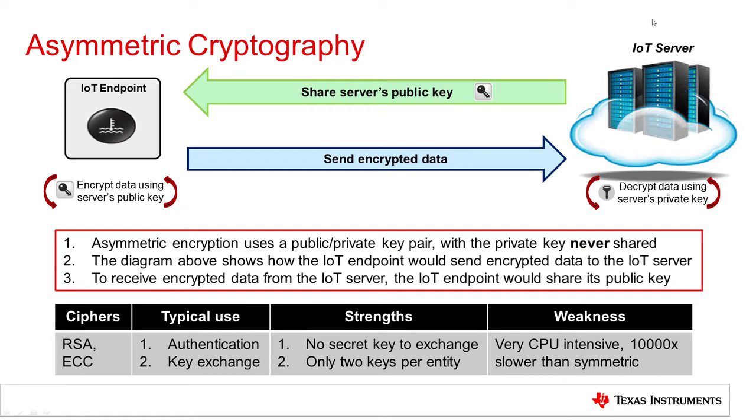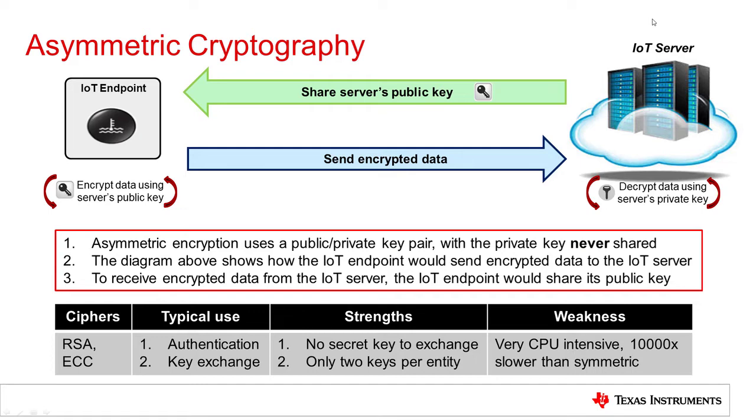So in asymmetric cryptography, there is a public and private key pair, which is used to encrypt and decrypt data. Now, this key pair works in just one direction. The public key is sent out to the endpoint in this case, so the endpoint can send encrypted data back to the server. If you wish to have the server send encrypted data to the IoT endpoint, then the IoT endpoint will also have a public-private key pair, and it will send its public key to the server, which will then encrypt the data, send it to the endpoint, which will then decrypt it using its private key. So you can see here that we actually need four keys to do the two-way communication. That's a public and private key pair at each end of the connection.